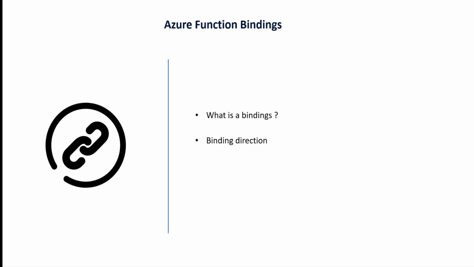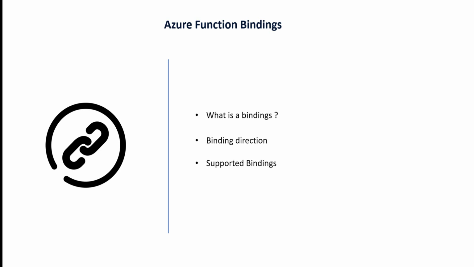There we describe the direction, which is always in for triggers and input bindings, and out for output bindings, and some bindings support a special direction, inout. When you use an attribute in the class library to configure the trigger and the binding, the direction is provided in the attribute constructor or inferred from the parameter type.